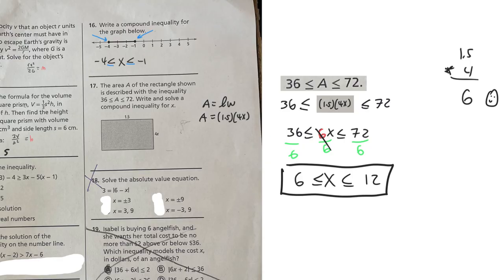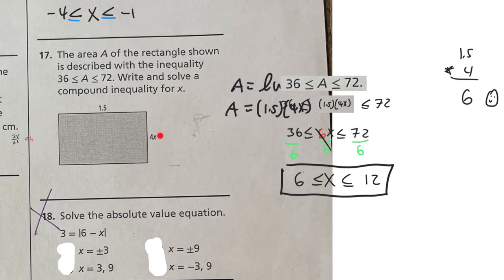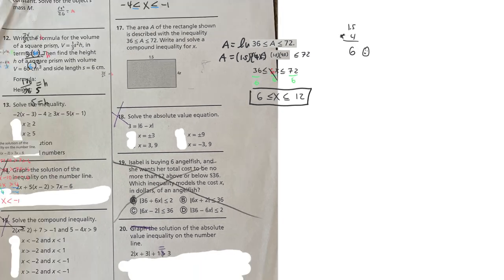Let's make sure we understand what this means. What this means is that we don't know what x is, but x could be any number between 6 and 12. All right. So, in other words, if x over here was any number between 6 and 12, well, then it would create an area that's between 36 and 72. So, that is that one. Let's take a look at the next one.